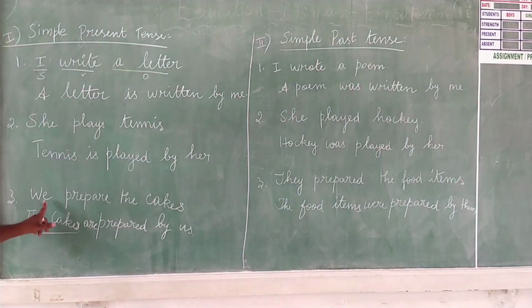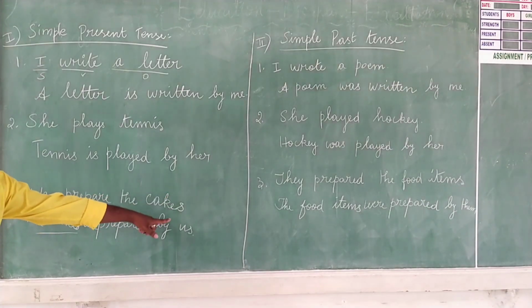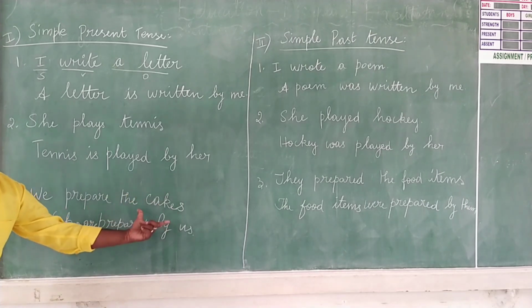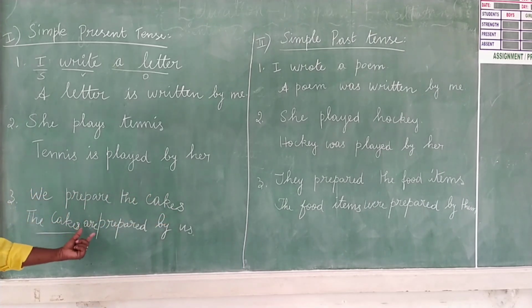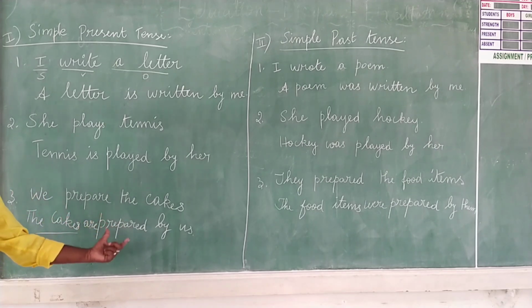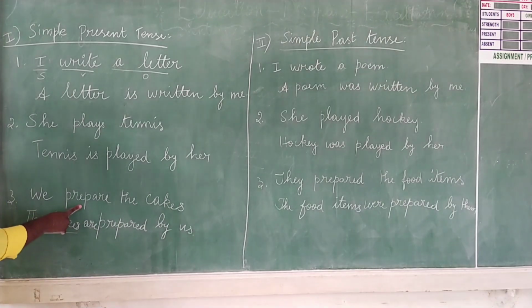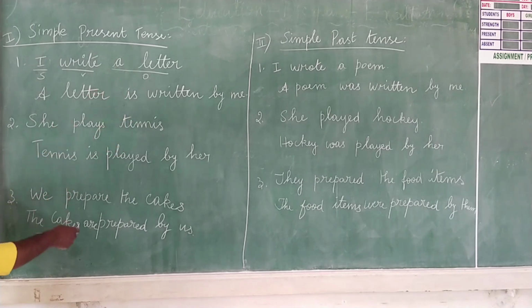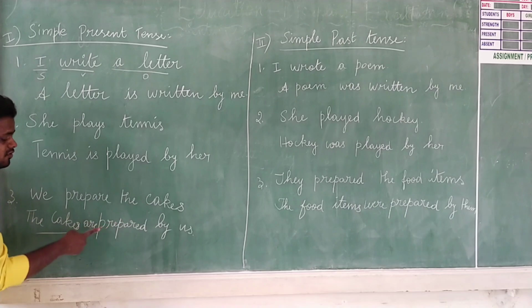See this example, we prefer the cakes. In this sentence, cakes is a plural noun, so we should use the plural form of the verb, are. The cakes are prepared by us. Here the V1 form is prepare. In this sentence, the subject is singular, whereas the cakes are plural, so we should use the plural form of the verb, are.